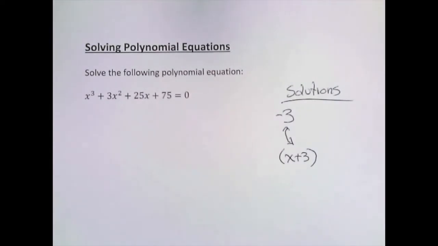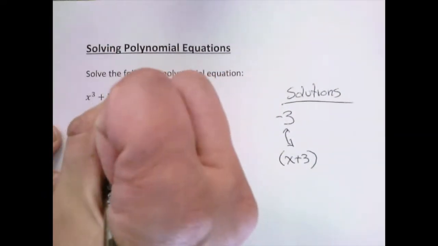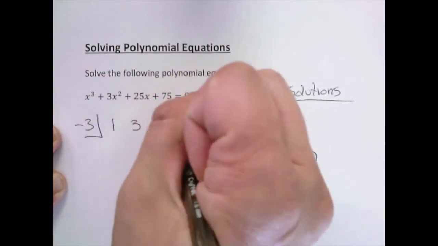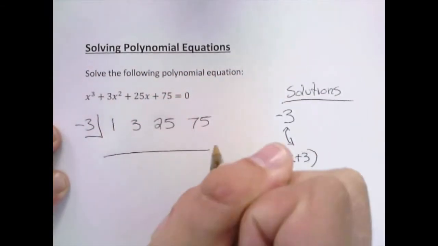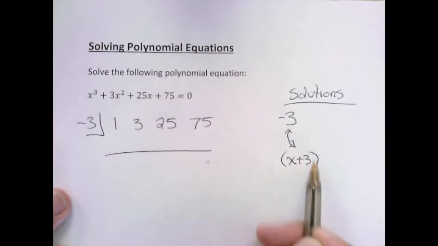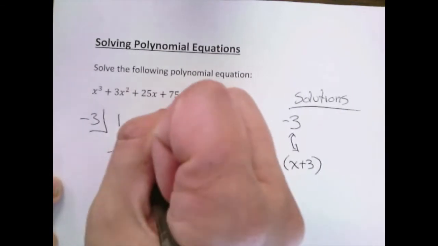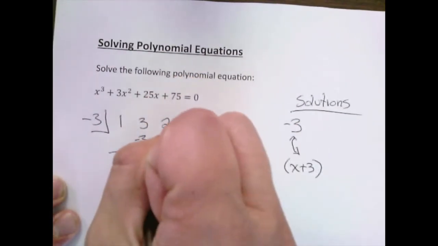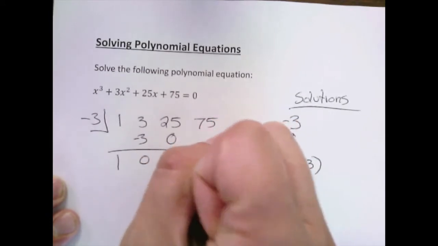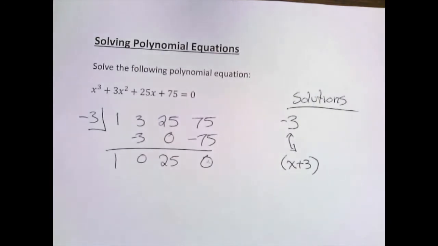I'm going to choose to use synthetic division because it's quicker and quite a bit easier than long division, which means I'm going to put a -3 in the box and pull all the coefficients here. So we got 1, 3, 25, and 75. If we go through this synthetic division, I should get a remainder of 0. That shows that this is a factor and that -3 in fact is a solution. So adding down, multiply by the box to go up, add down, multiply by the box to go up, add down, multiply by the box to go up, add down. We got the remainder of 0, which is exactly what we were looking for.